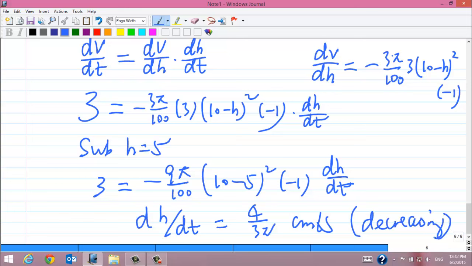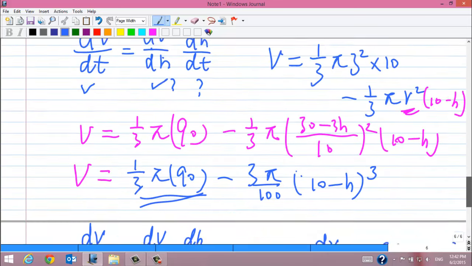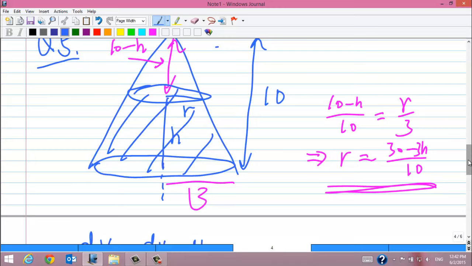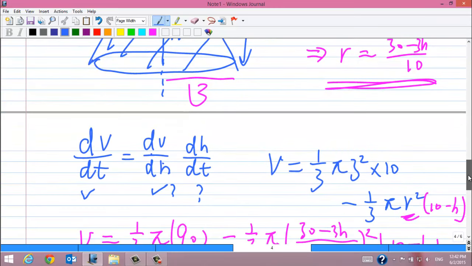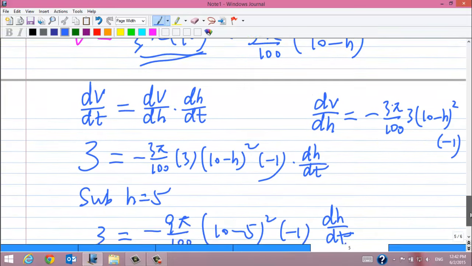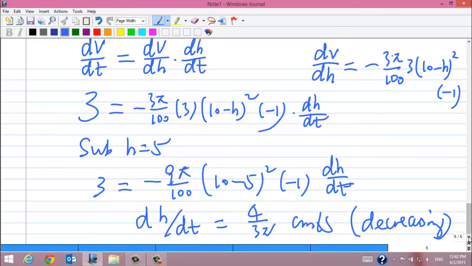So for this question, the procedure is to establish a relationship between r and h, to minimize the variables. Then you have dV/dt, dV/dh, dh/dt, all based on the formula. Please remember to always reflect, because sometimes the question can be different. So this one, you okay? Let's move on.